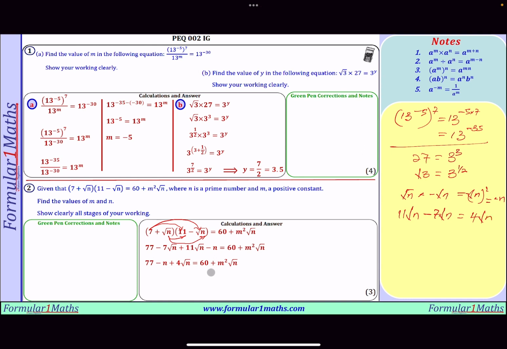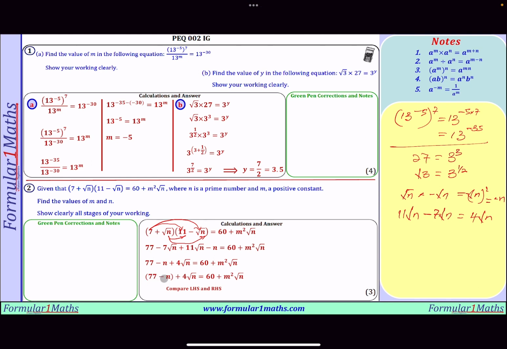Now looking at the two sides of the equation, the left-hand side has 3 terms and the right-hand side has got 2 terms. So we can combine these 3 terms to get 2 terms just like the right-hand side so that we can compare the two sides. We can do this by putting brackets around the 77 and then minus n. So we can get something like that. So now 77 minus n forms one term and then 4 root n forms another term, just like the right-hand side. We can now compare the left-hand side and the right-hand side.